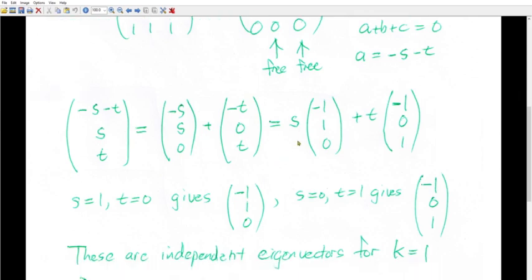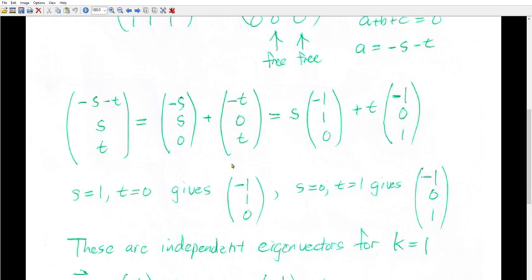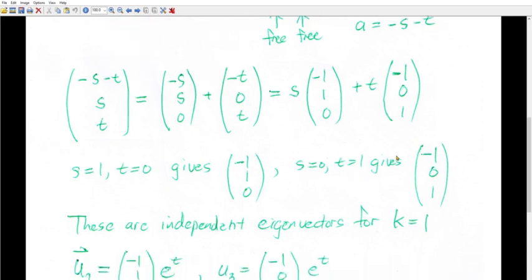And what we can see is that we get S times minus 1, 1, 0 plus T times minus 1, 0, 1. And taking S equals 1 and T equals 0 gives us this vector. And taking S equals 0 and T equals 1 gives us that vector. And these vectors are independent. And the way I can tell that is one of them is not a multiple of the other. Okay, so we're going to get 2 different solutions, one from this eigenvector and one from that eigenvector.